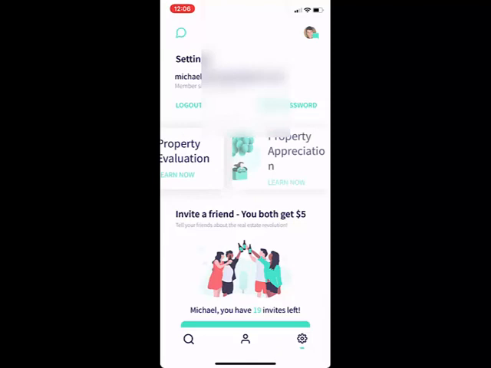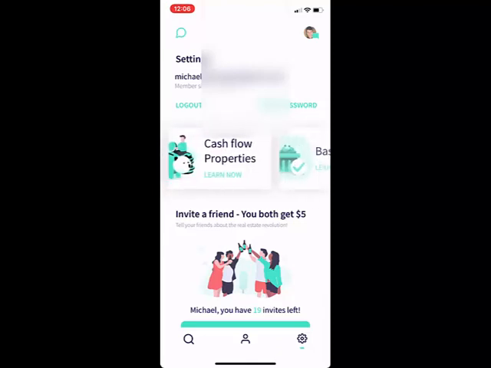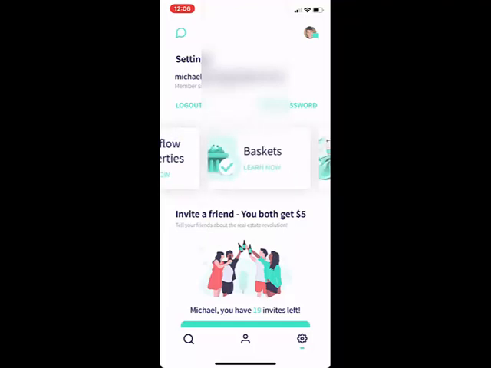One thing to be aware of prior to installing is that they will ask you for your social security number. That is just to make sure you're an American citizen, and as well for taxes, because they will issue a 1099 div form at the end of the year. So be aware of that.